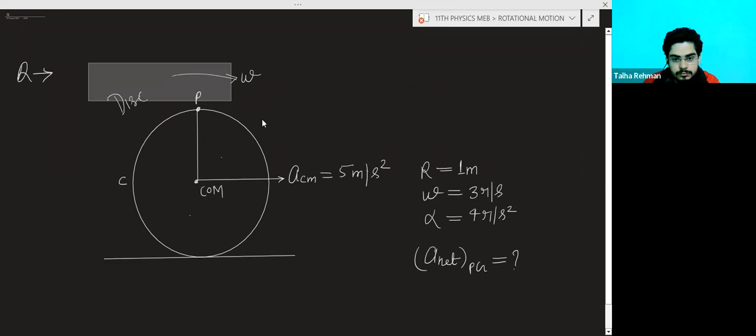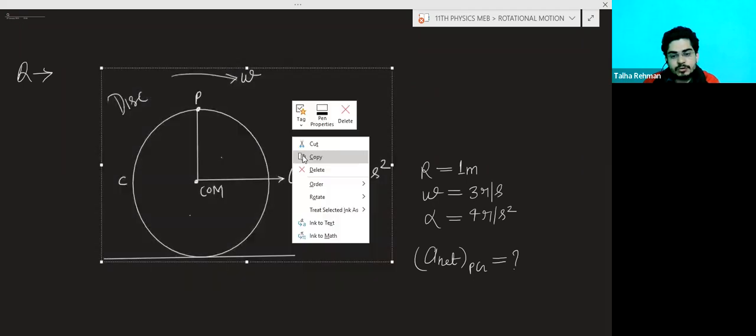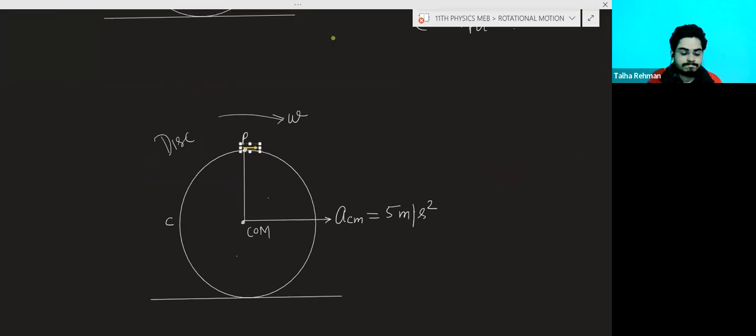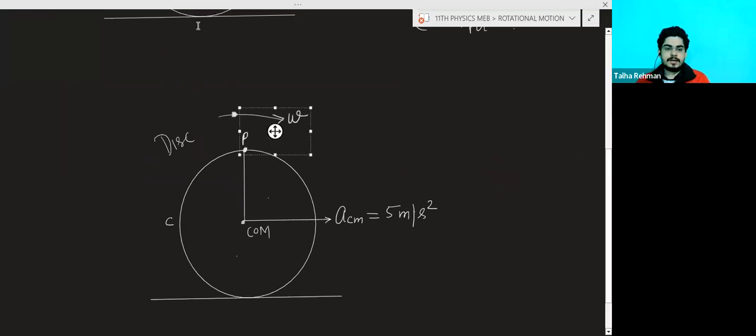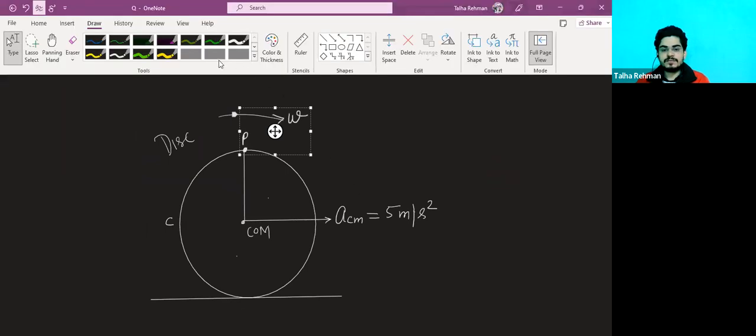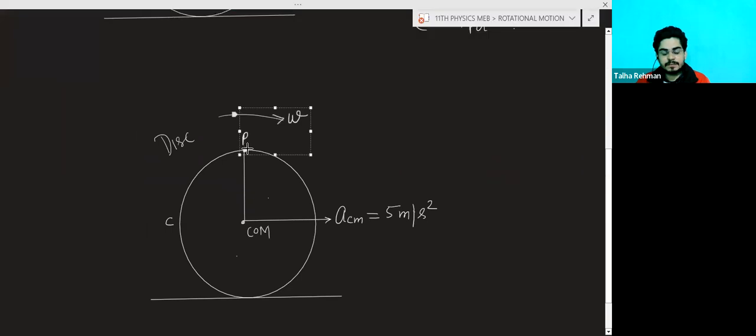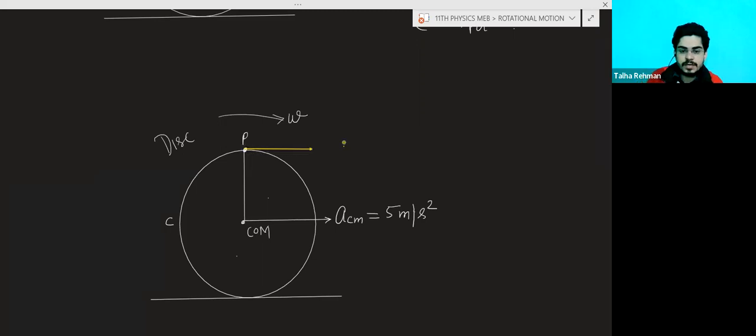So what was the procedure I told you to find the net acceleration? First impart the acceleration of the center of mass. Acceleration of center of mass is 5 meter per second square. So first impart this 5 meter per second square in the same direction to the point P. So this will be the first acceleration, that is 5 meter per second square.